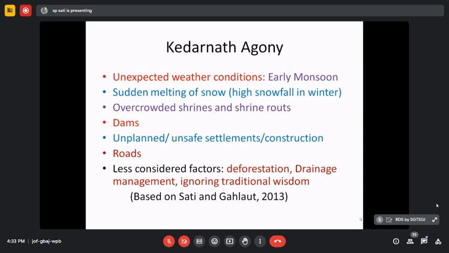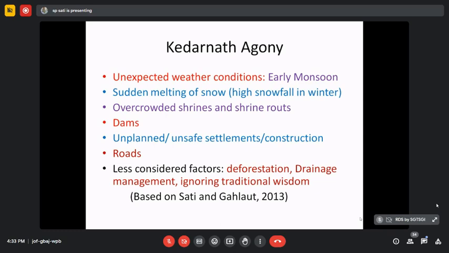Because of that, all the peaks, all the hills surrounding Kedarnath and adjoining areas were snow clad. And another event occurred: the monsoon was shifted one week earlier, and because of that high precipitation, the snow on the peaks also melted speedily, and because of that, a huge volume of water was generated.